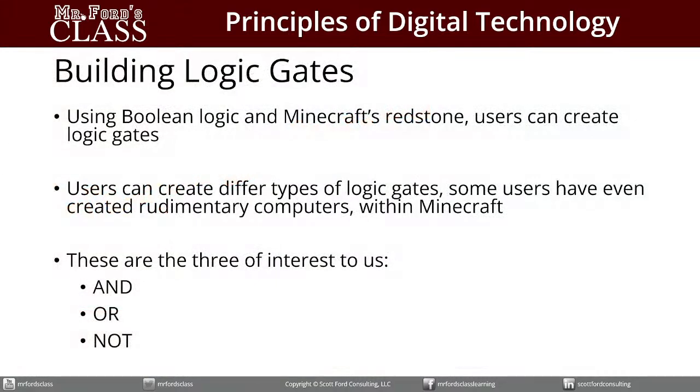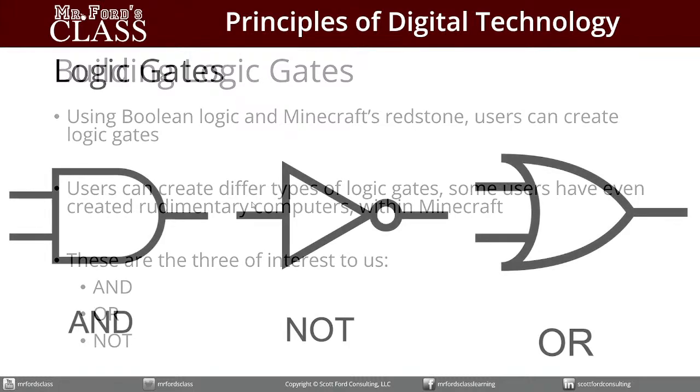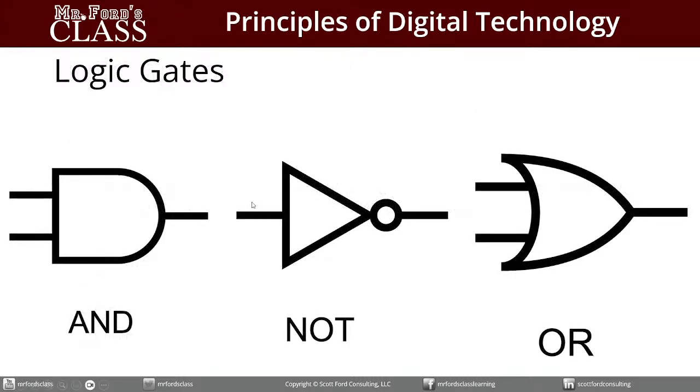So like I just said, Boolean logic on Minecraft Redstone, users can create logic gates. Users can create different types of logic gates. Some even have created rudimentary computers within Minecraft. And there are three that interest us that we just kind of talked about a little while ago, which are and, not, and or. And these are standard symbols for logic gates.